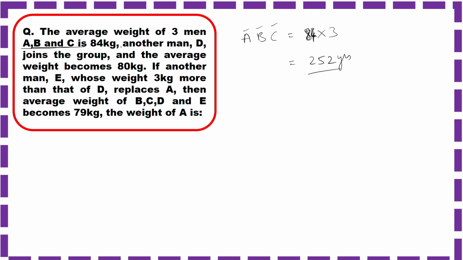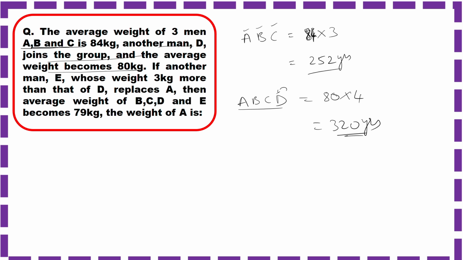Now another man D joins the group and the average weight becomes 80. So what is the total weight now? 80 into 4, because one more guy is added. So 80 into 4 is 320.